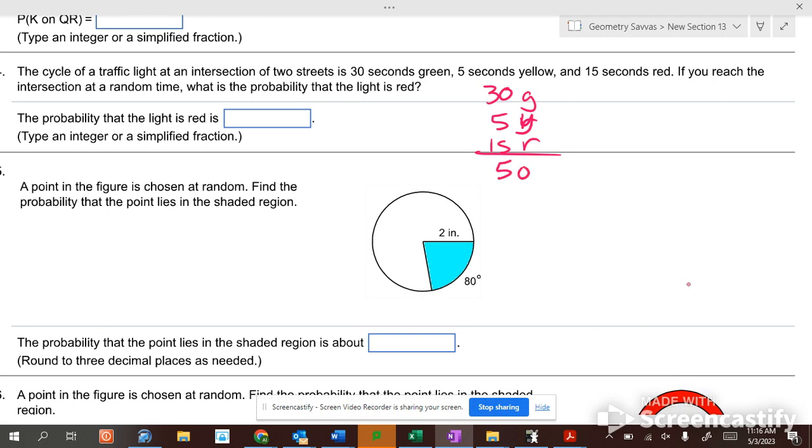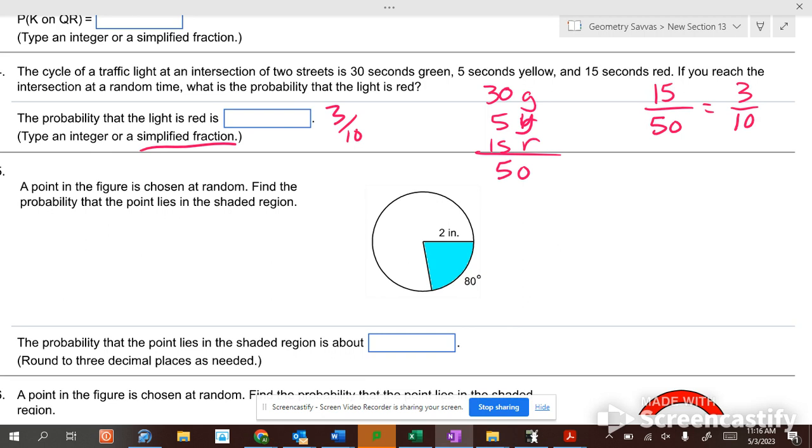50 seconds. If you reach the intersection at a random time, what's the probability that it's red? Well, red is 15 seconds out of the 50 total seconds, which if we reduce it down as a fraction, 5 goes into each, 3 and 10 times. 3 out of 10.